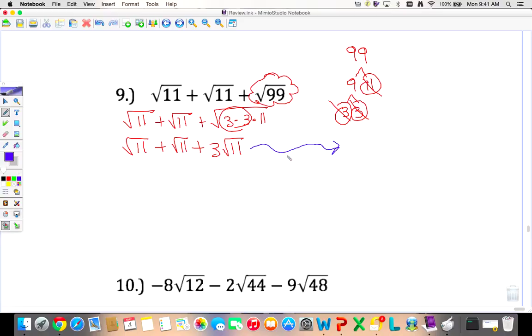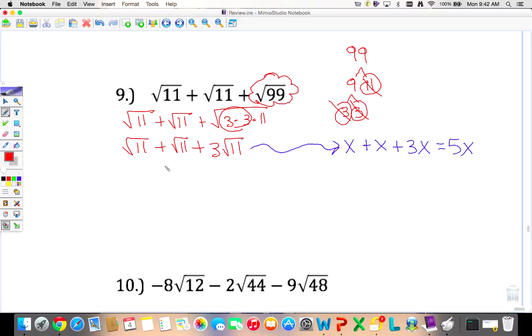Now, a little side note real quick. If you don't get confused, fine. If you do, then rewrite it. Let's call the square root of 11 x. So that'll be x plus 3 x's. When you add that up, that's 1, 2, 3, 4, 5 x's. 3 plus 1 is 4, 4 plus 1 is 5.